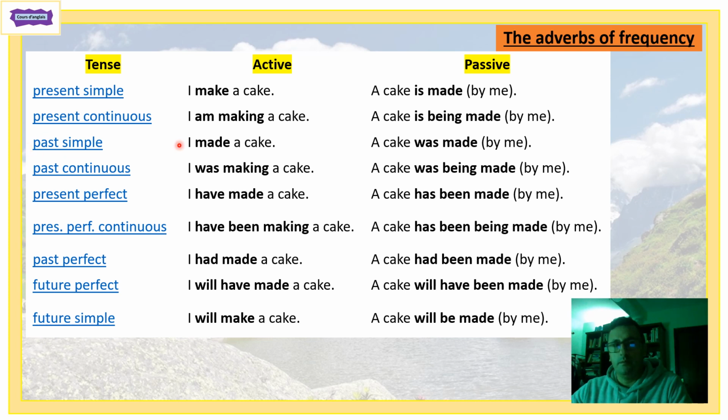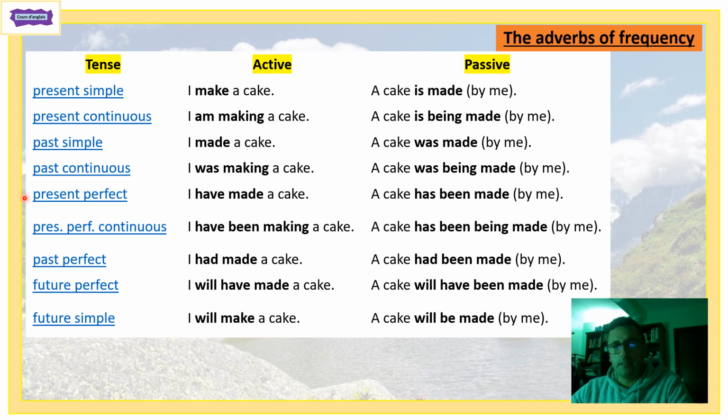Past simple. I made a cake. A cake was made by me. Past continuous. I was making a cake. A cake was being made by me.